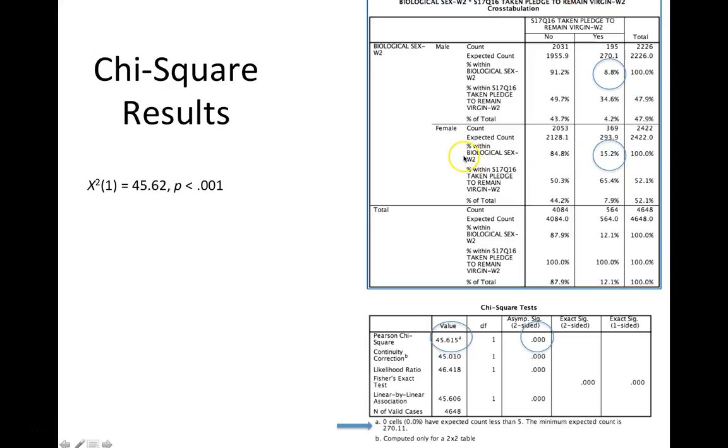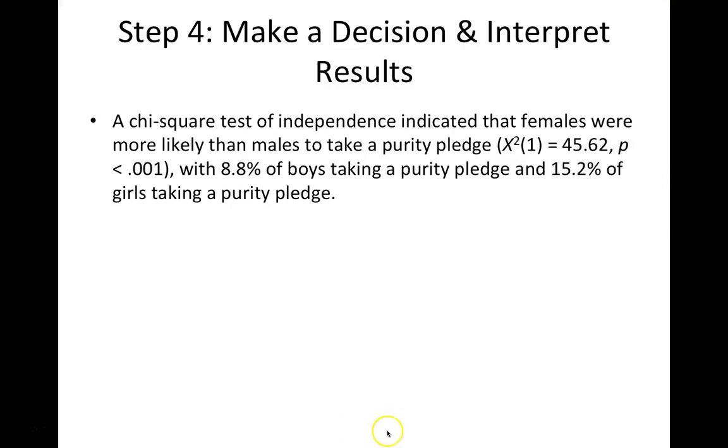I think it makes the most sense, based on our question, to look at within biological sex. And so we know, again, that this is a significant chi-square, and we would interpret that as such. This is what this chi-square looks like, 45.62, p is less than 0.001. We know we met this assumption of having a minimum expected count of at least 5 in all of those cells. And so we could say a chi-square of independence indicated that females were more likely than males to take a purity pledge, with 8.8% of boys taking a purity pledge and 15.2% of girls taking a purity pledge.